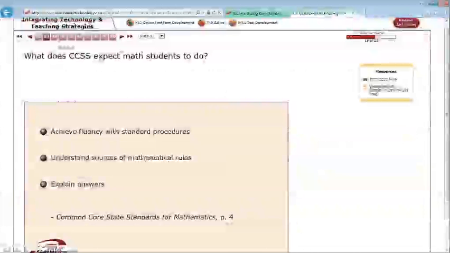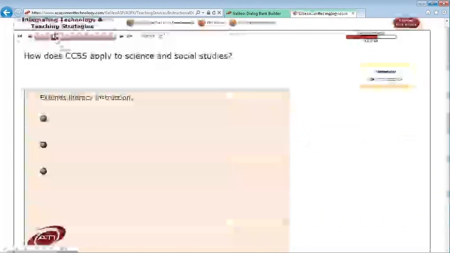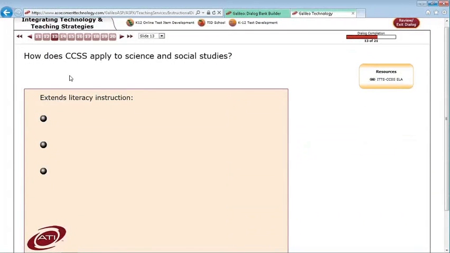From math, a little bit about science and social studies. Again, Common Core State Standards have not identified science and social studies separate from literacy. They have incorporated elements of it into the literacy standards.